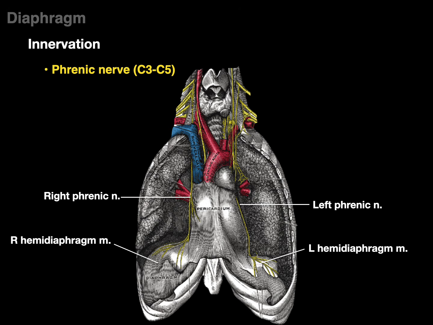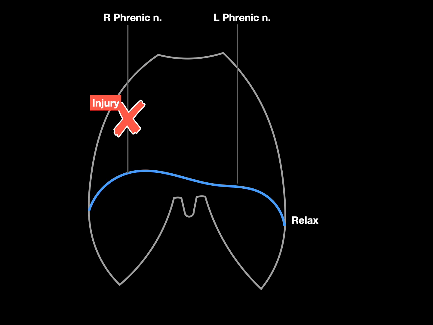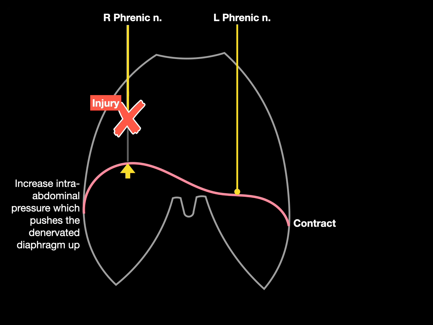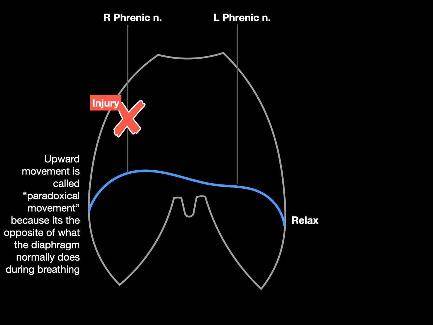But let's say now we injure the right phrenic nerve, like during surgery, it gets cut. Watch. Do you see now what happens? The right phrenic nerve cannot innervate that right hemidiaphragm. So the contraction of the healthy hemidiaphragm creates a negative pressure in the thoracic cavity that sucks the right hemidiaphragm up. This increases intra-abdominal pressure by the left hemidiaphragm contracting, and this helps to push up the denervated hemidiaphragm. This upward movement is called paradoxical movement because it's the opposite of what the diaphragm normally does during inspiration and breathing.